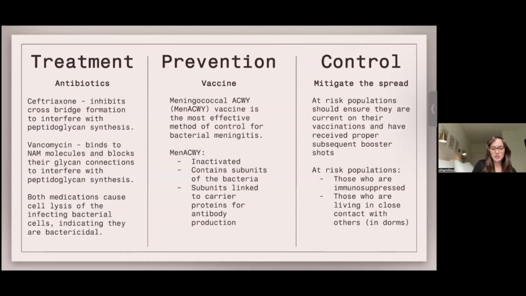So I'm going to be discussing the treatment, prevention, and control of bacterial meningitis. For the treatment, the two antibiotics that are most commonly used are ceftriaxone and vancomycin. Both these medications cause cell lysis of the infecting bacterial cell, meaning that they're bactericidal, and they both interfere with peptidoglycan synthesis. They just do it in slightly different ways.